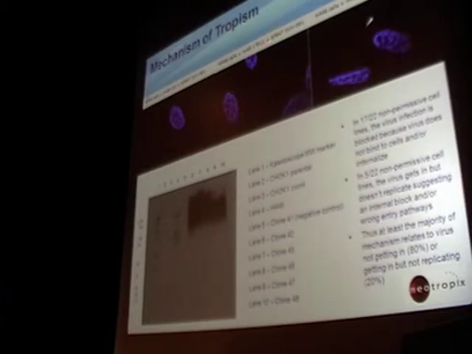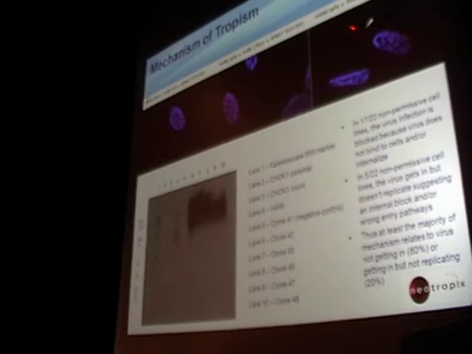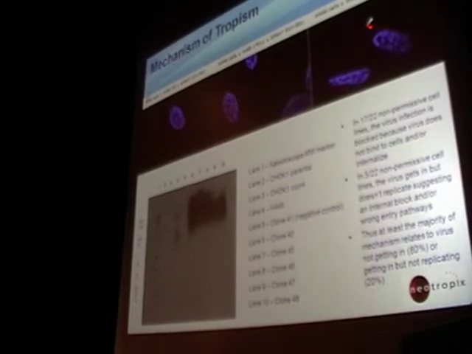So for instance, this is a control antibody. 1711 here completely blocks the ability of the virus to bind to the cell, whereas this antibody, AG10, doesn't block the ability of the virus to bind, it blocks the ability of the virus to internalize. So you can see it lining up on the cell membrane.